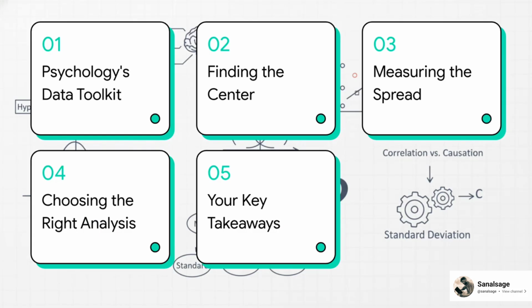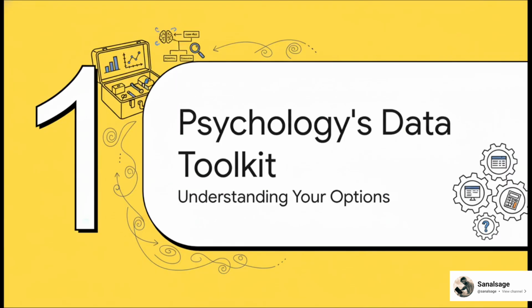So here's our game plan. First, we'll look at the two main types of tools in the kit. Then, we're going to learn how to find the center of our data, and just as important, how spread out it is. After that, we'll see how those basics help researchers pick the perfect tool for the job. And then, we'll wrap it all up with the key things you'll want to remember. First up, let's get into that data toolkit.